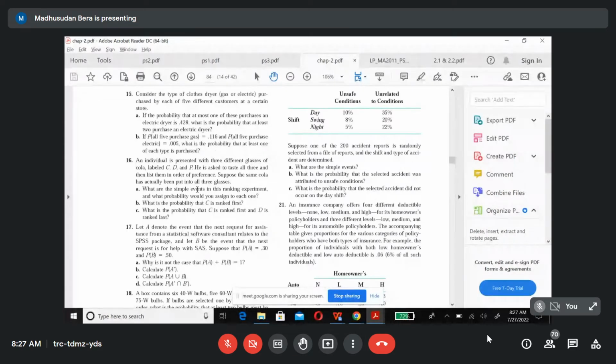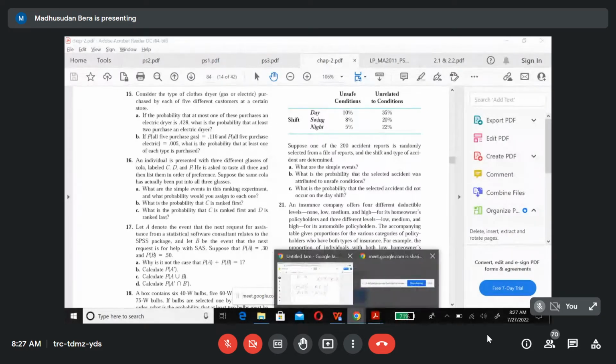What are the simple events in the ranking experiment? So how can we write? If C is the first preference, in that case what are the choices in second and third? DP or PD? Correct or not? So outcomes will be CDP.